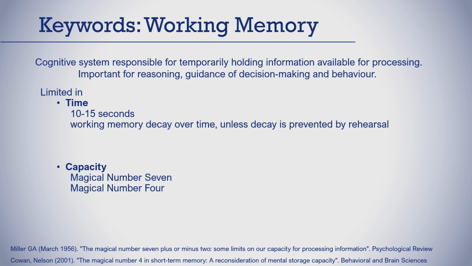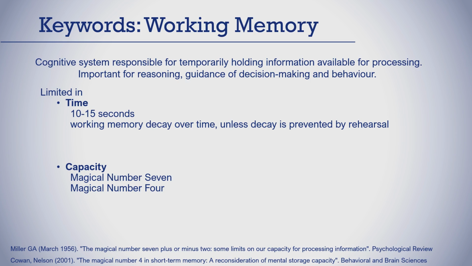But if we can't process all of the information that we receive from the environment, how can we interact with it? How can we take action in the environment and so on? Because we have a system which is the working memory. The working memory is a cognitive system responsible for temporarily holding information available for processing. But working memory has two limits, in time and space. In fact, in working memory, information lasts 10-15 seconds unless we keep repeating the information.